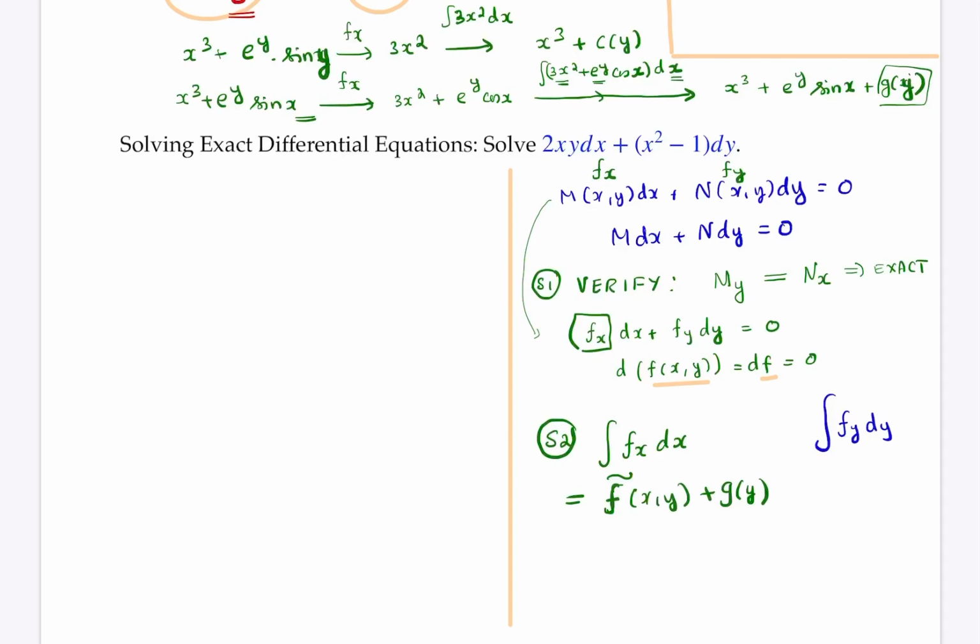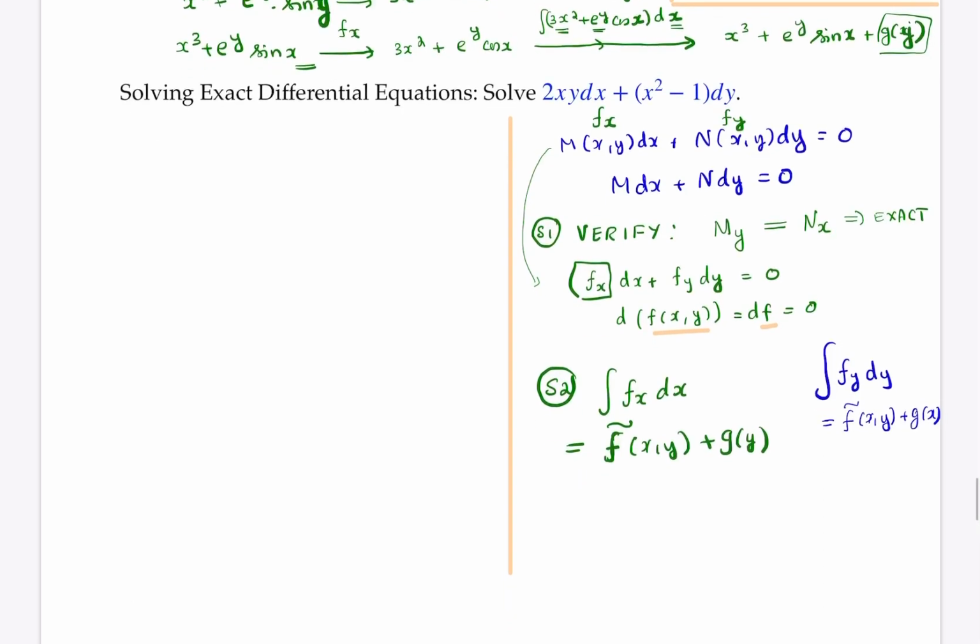And by the way, if you do the same thing with respect to y, then this is going to be f tilde of x, y plus a function of x. But that's not what I'm going to do. Now that means I got this particular f. The only problem is there is some missing component, a mystery component, and that mystery component is g of y. So how do I figure out this mystery function g?